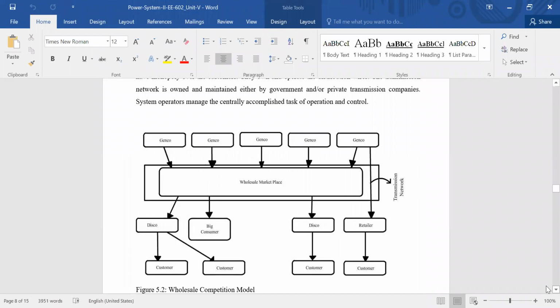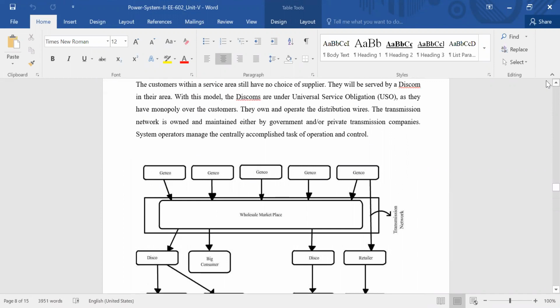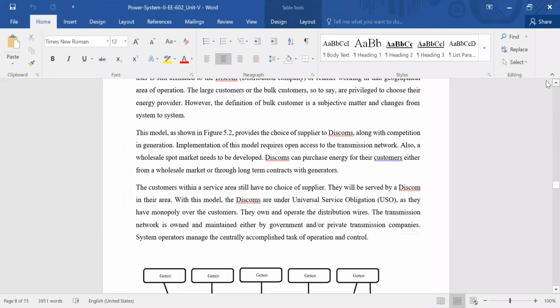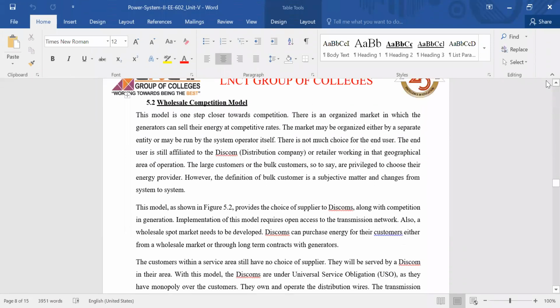The wholesale market, and the customer. Here it is very much closer toward competition. There is an organized market in which generators can sell energy at competitive rates. The market can be organized either by a separate entity or may be run by the system operator itself.